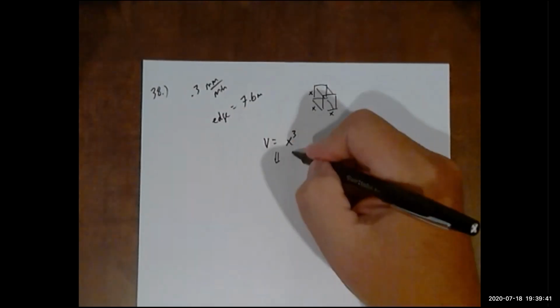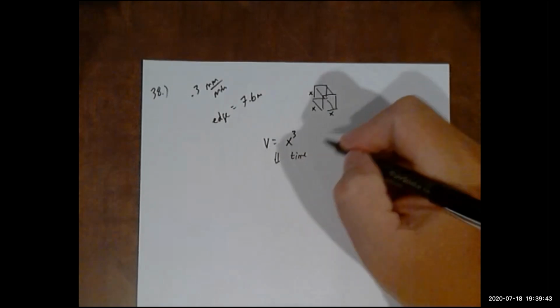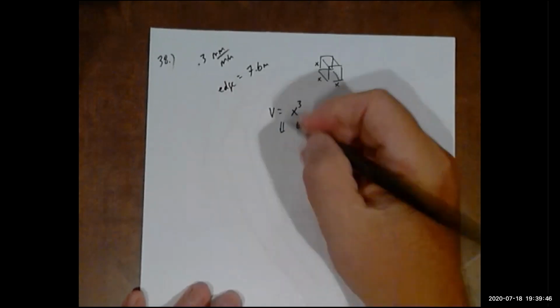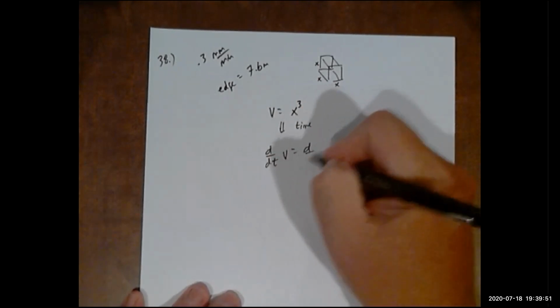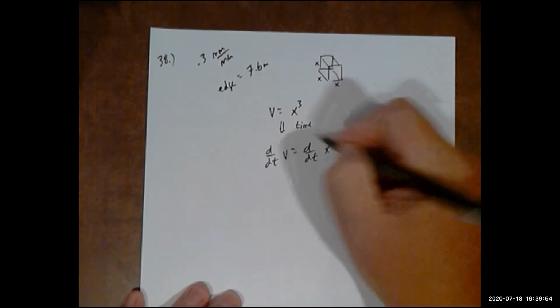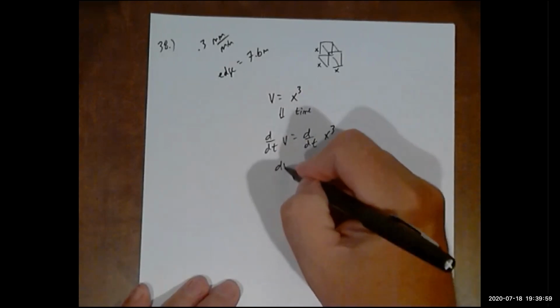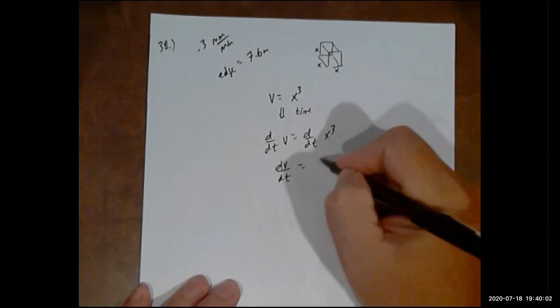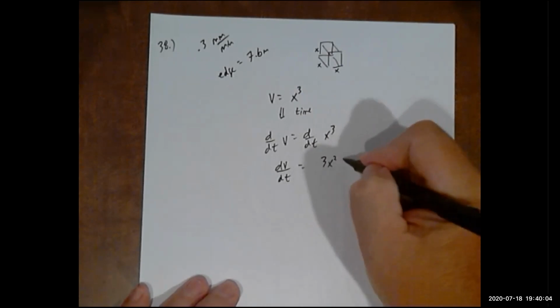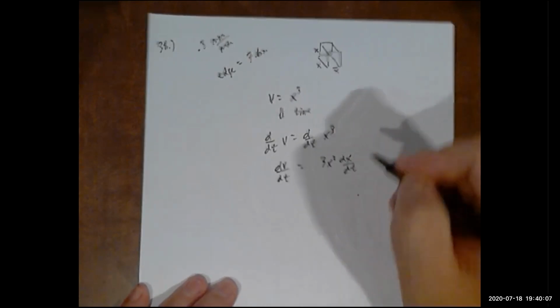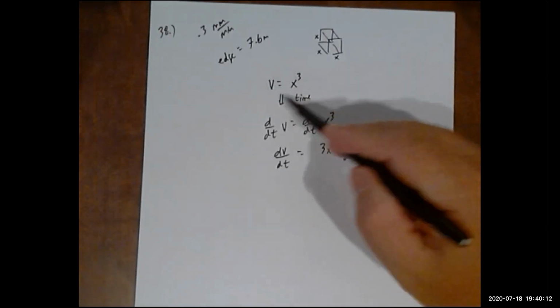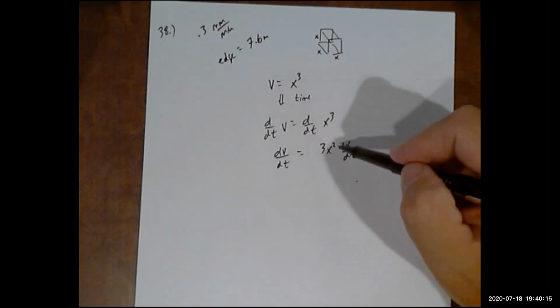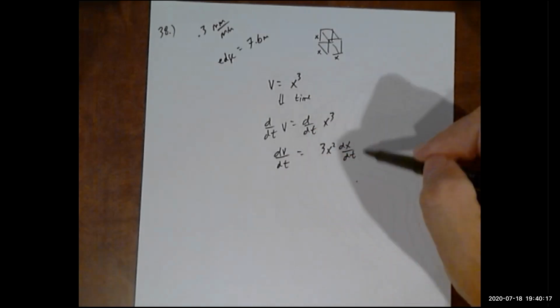Here's the equation for volume. That's what I call enter the time element. The way we do that is we take the derivative of both sides of this equation with respect to time. So you end up with dV/dt equals 3x squared dx/dt. So we've taken this equation for volume, and now we're looking at how it is changing with respect to time.